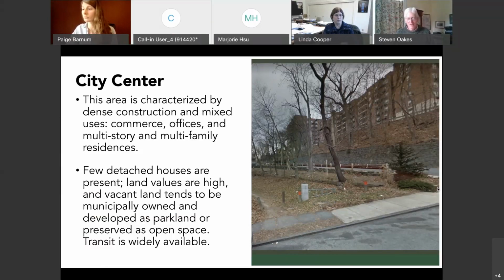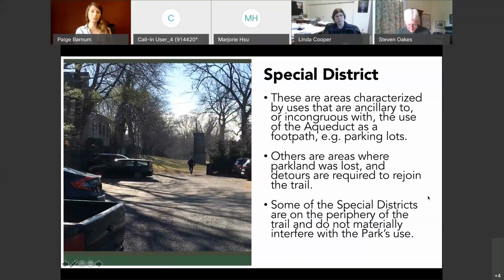If there is open space, it's either because it's a park or it's under development or whatever. But by and large, it's an area that is characterized by essentially large developments, commercial, retail, and residential along the trail, frequently on both sides. Finally, the outlier, number 5, is the special districts, which are kind of incongruous, the stepchild in a way.